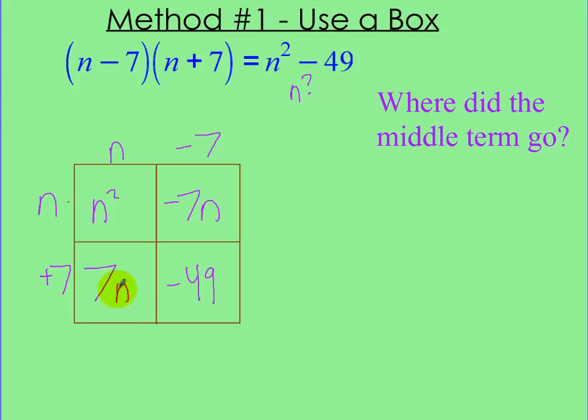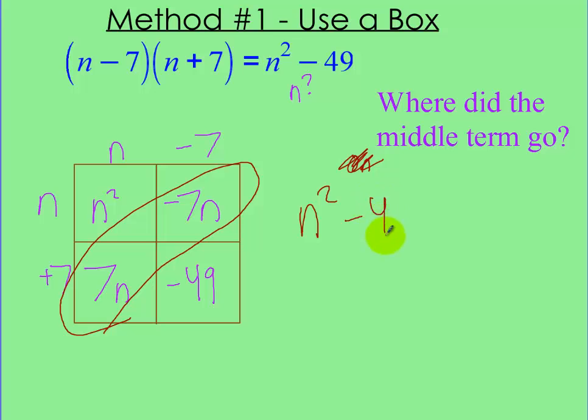Now if you're adding up these like terms, the 7 and negative 7, well, let's work this out. N squared is going to be n squared. 7 minus 7 is 0n. So when you have 0n, you just don't need to write it. So that's what happened. It was 0n. And then minus 49. And that's what my answer is.